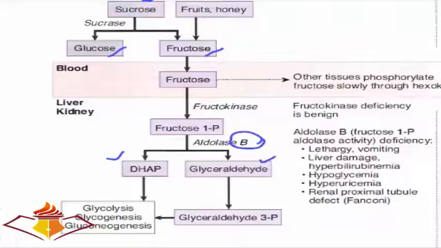This dihydroxyacetone phosphate can then go to glycolysis, or to glycogenesis and gluconeogenesis, as we will see. And this glyceraldehyde can be converted to glyceraldehyde 3-phosphate, which then enters glycolysis. So in effect, whether it is galactose or fructose, they actually join glycolysis to make pyruvate. Alright.